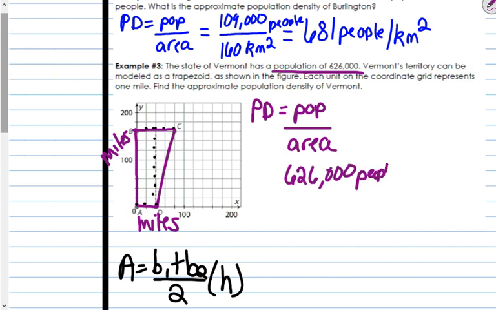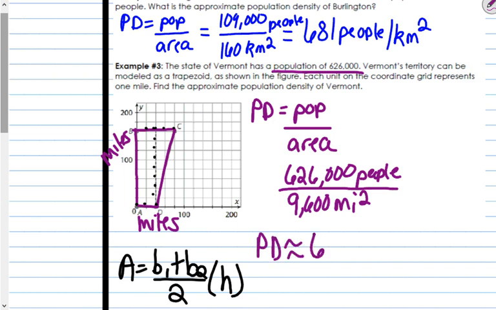Make sure you're writing your units, divided by 9,600 square miles. So when you divide 626,000 by 9,600, our population density is approximately 65 people per square mile. 65 people per square mile.